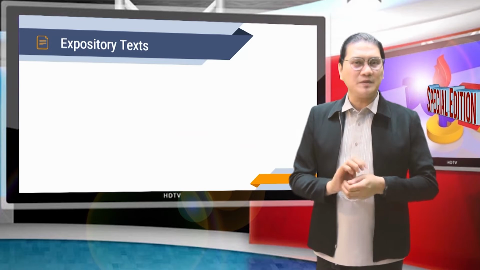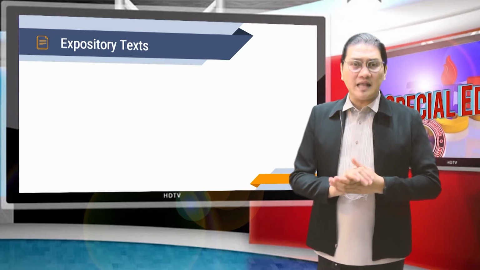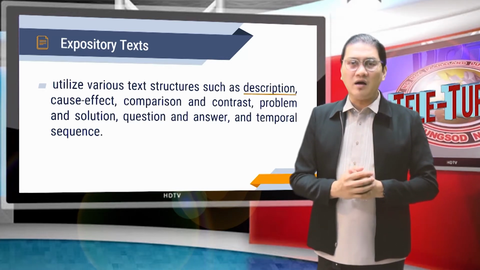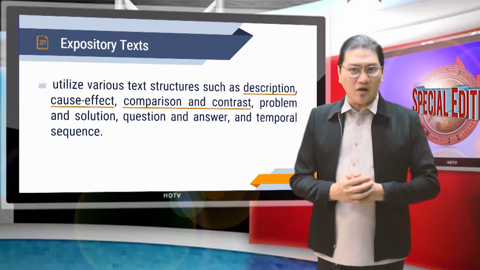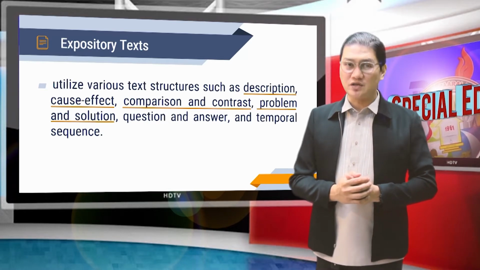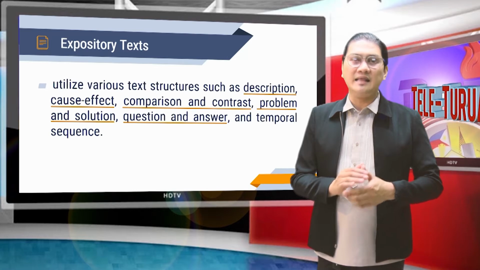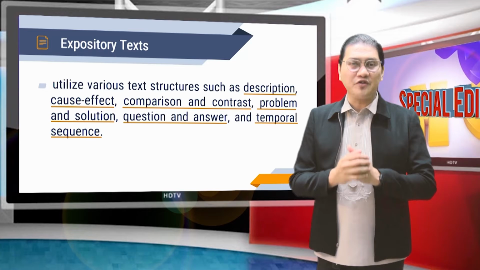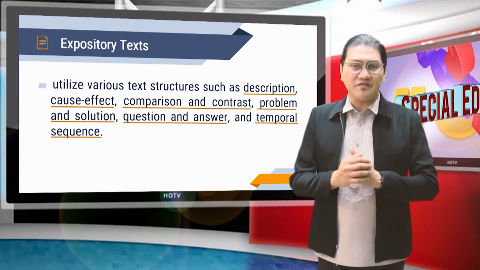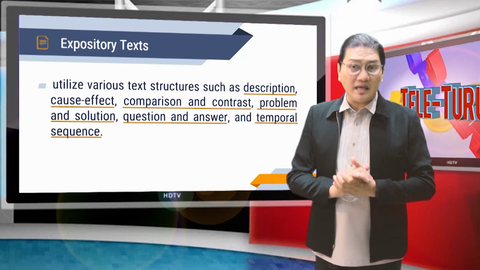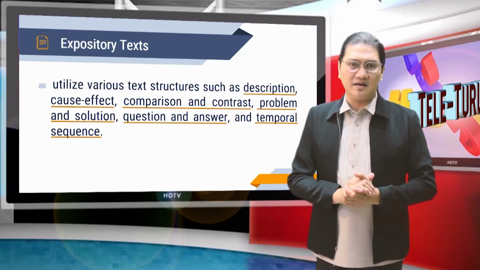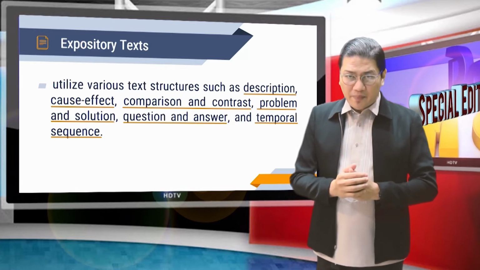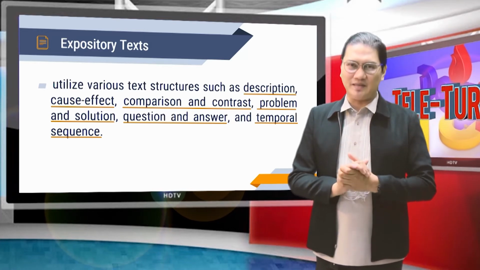Second, expository text utilizes various text structures such as description, cause and effect, comparison and contrast, problem and solution, question and answer, and temporal sequence. Expository text is a type of informational text that provides factual information about a topic using a clear, non-narrative organizational structure with a major topic and supporting information.